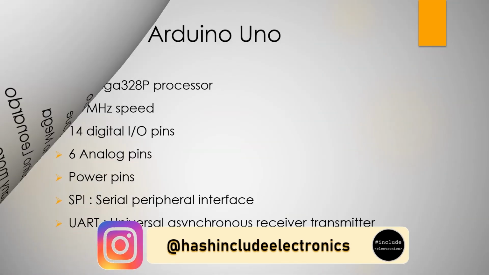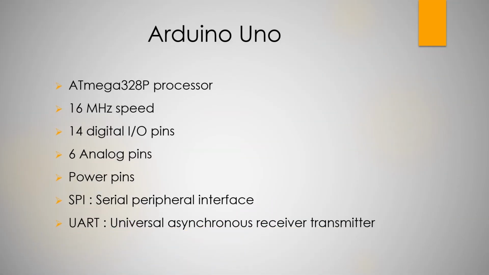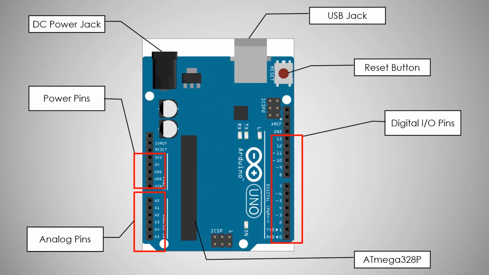Arduino Uno board has many features like the Atmega 328 processor which runs at 16 MHz speed. It has 14 digital I/O pins, 6 analog pins and power pins. It has a USB jack to connect to a computer or laptop to upload programs. Also, it provides serial interfaces like SPI, UART and I2C.